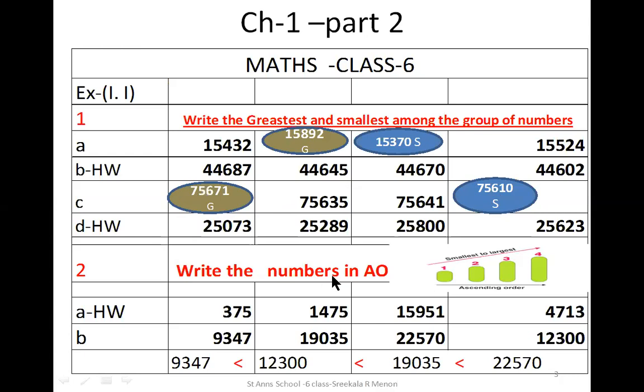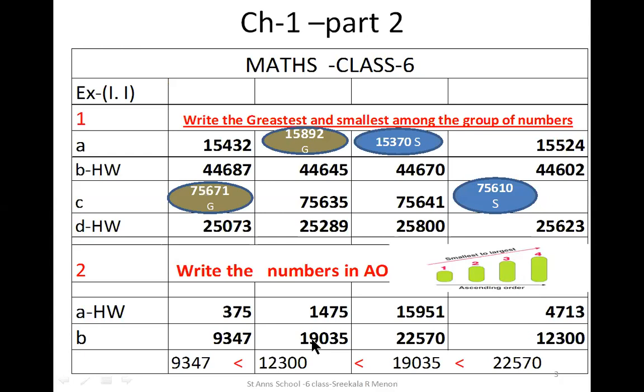Write the numbers in ascending order. Here, with the help of one small picture, I have shown what we mean by ascending order. Yes, the smaller one will stand first. That means the smaller number you should write first and the bigger number you have to write last. So the first one is very easy, that I gave as homework, and the second question I have done for you.